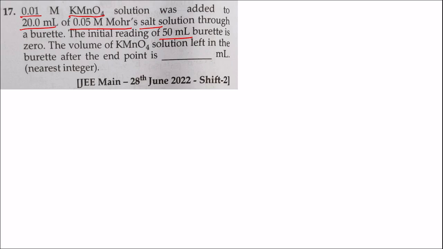What is Mohr salt? Mohr salt is ferrous ammonium sulfate. And in this reaction, Fe2 plus ion present in the Mohr salt reacts with MnO4 minus to form Fe3 plus ion and Mn2 plus. The oxidation state of manganese in MnO4 minus is plus 7 and oxidation state of manganese in the product is plus 2.